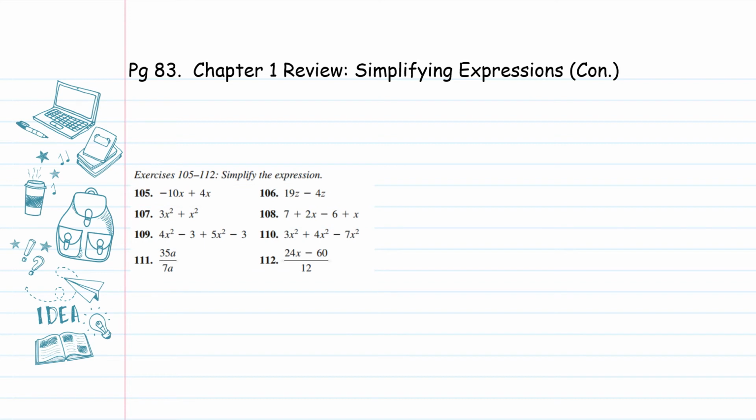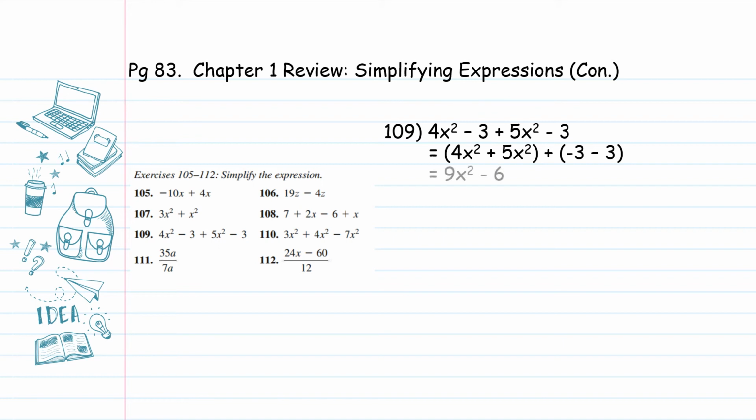So we're going to continue our discussion of simplifying expressions, starting with problems 109 through 112. In problem 109, we're given 4x squared minus 3 plus 5x squared minus 3. Of course, we want to combine like terms, so we get 4x squared plus 5x squared plus negative 3 minus 3. This gives us a final answer of 9x squared minus 6.